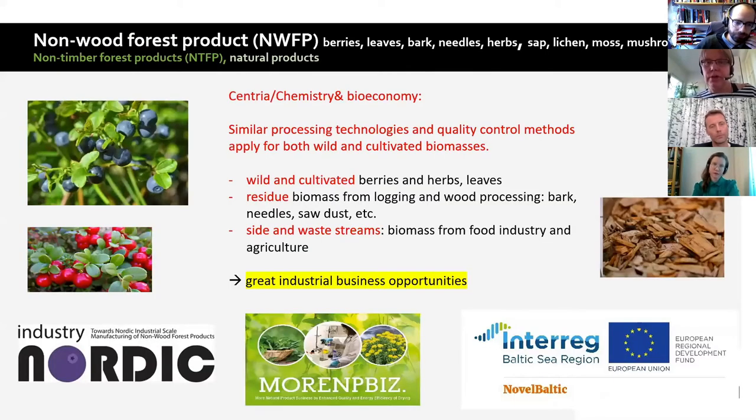So non-wood forest products or non-timber forest products or natural products, there are several different definitions, but they all mean basically the same, like berries, leaves, bark, etc. But at Centria Chemistry and Bioeconomy team, we are treating those as biomass, meaning that there are similar processing technologies and quality control methods applying for both wild and cultivated biomasses.